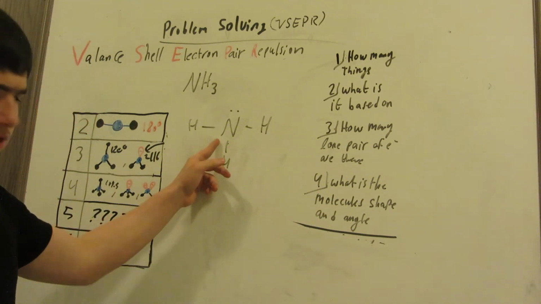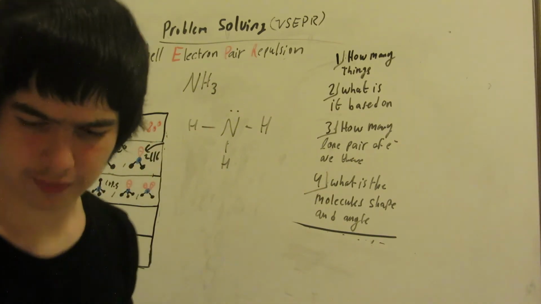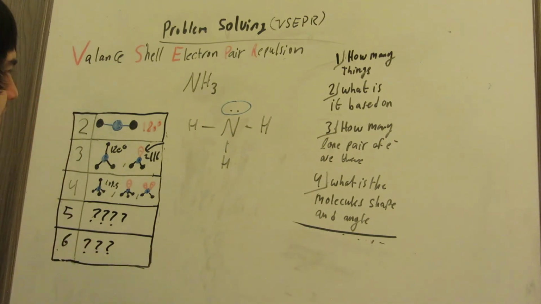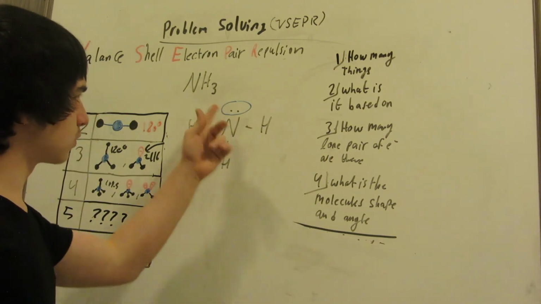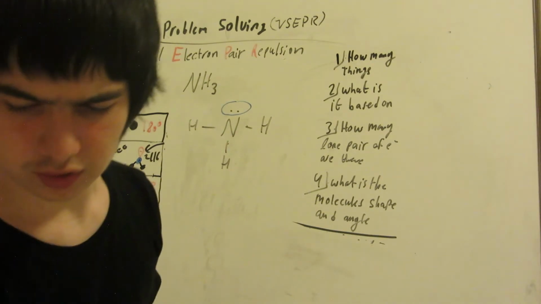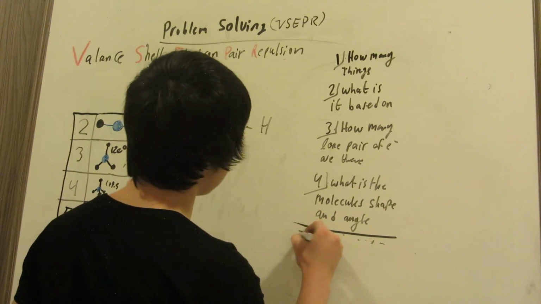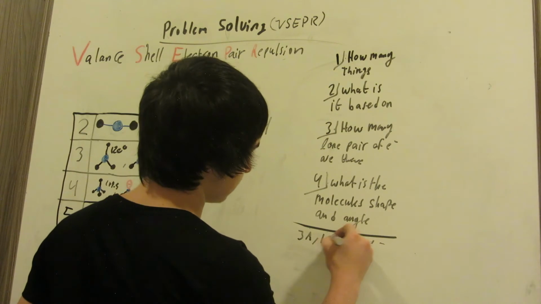Do you see something on the central atom? Yes, we do see something, which is a lone pair of electrons. So we're going to have a lone pair of electrons, and we can just say now how many things we have. I have 3 atoms and 1 lone pair of electrons, so that would be a total of 4 things. 3 of them are atoms, and 1 is a lone pair of electrons.